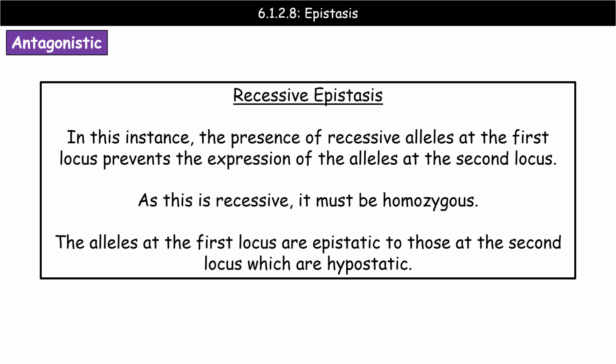So the way we could put this into fancy A-level language is that the alleles present at the first gene locus are epistatic to those at the second locus. And whatever alleles we have at the second locus are what we describe as hypostatic. So the epistatic ones are carrying out the masking, and the hypostatic ones are the ones that are basically being masked.